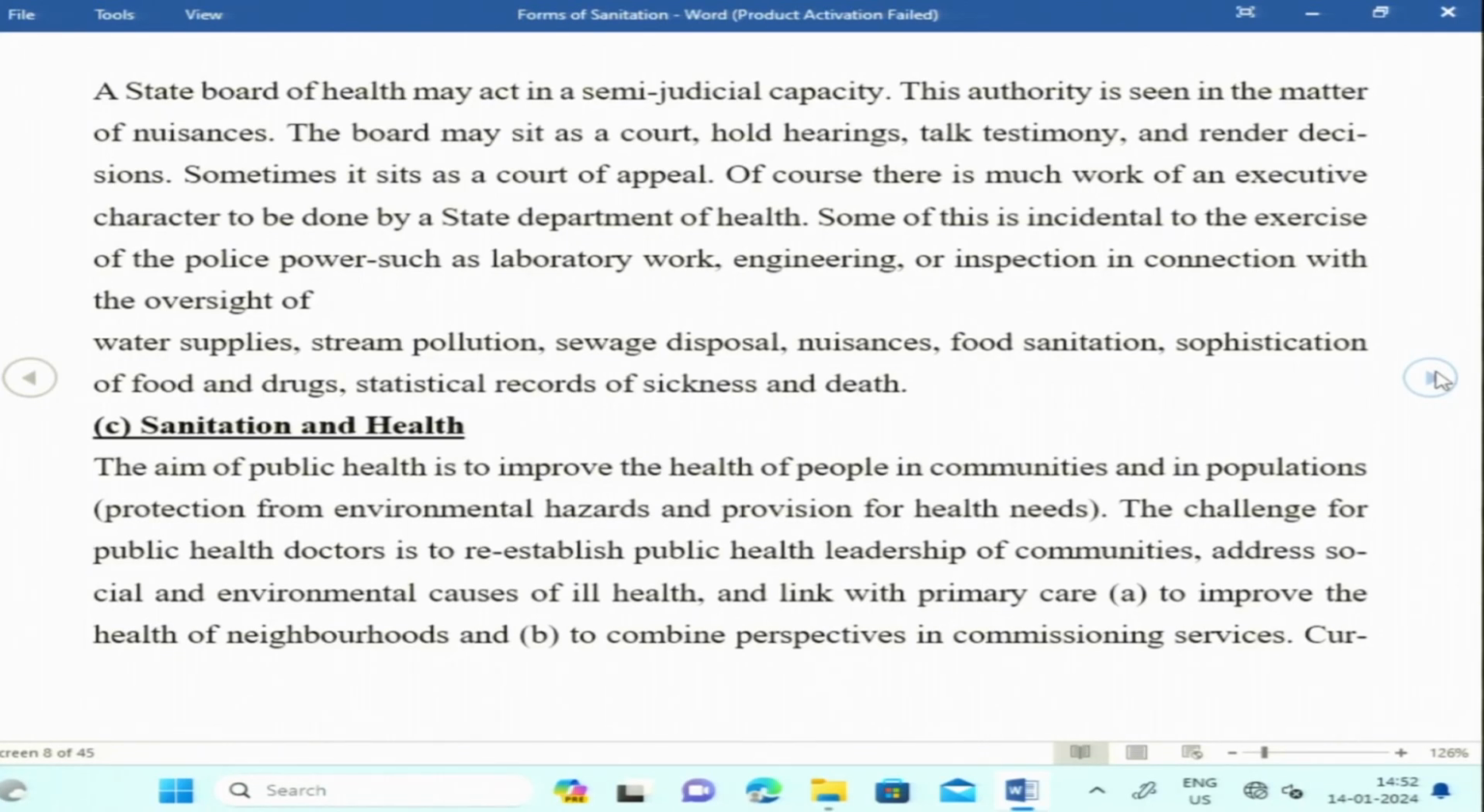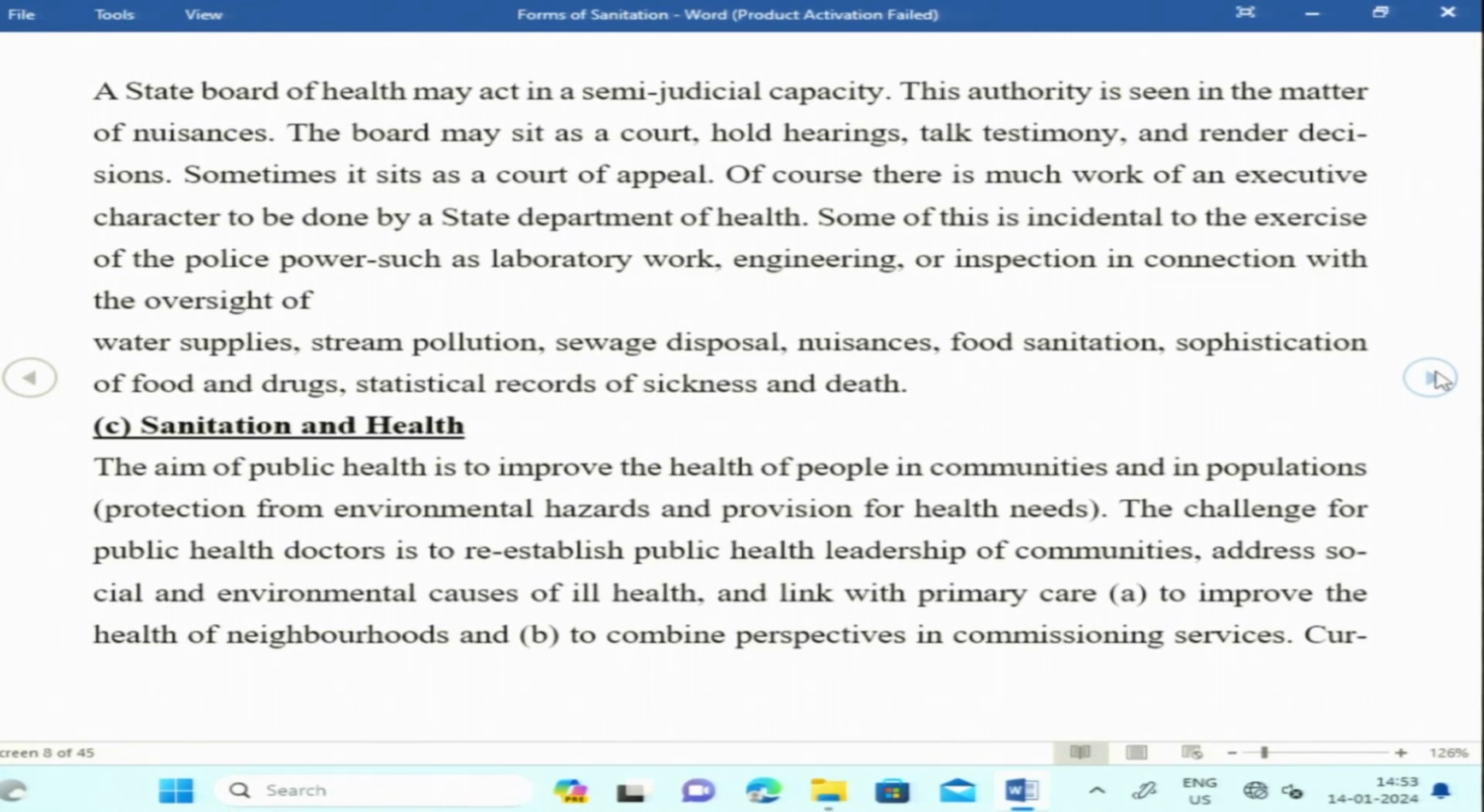So, the authority is to be seen as a matter of certain arrangements like the court, we have to have testimony, we have to have certain decisions, and the state department of health and police power are to be seen as an important aspect apart from the question of inspection, the supply of water, stream pollution, all these things and how they are going to be taken into consideration. And especially we try to speak about the issue of food sanitation and the adulteration of drugs, or the adulteration of food. All these things come under the broader umbrella of the state and sanitation.